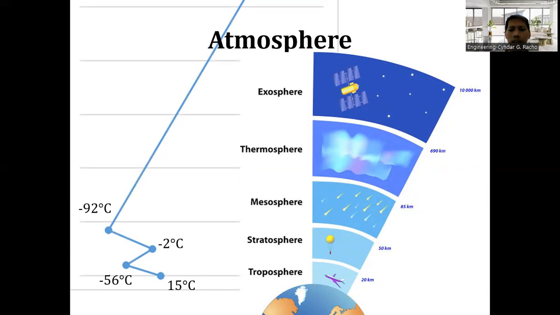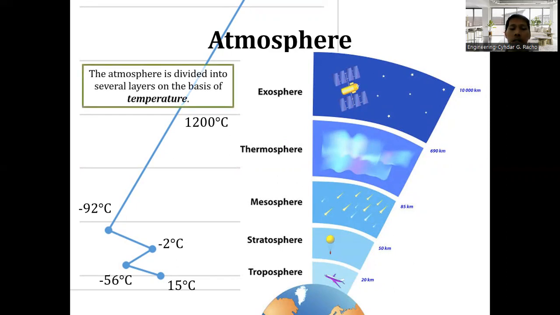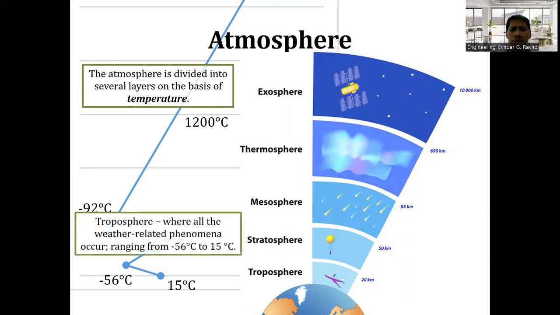As the distance increases from the Earth, the temperature changes from 15 to negative 56 to negative 2, negative 92 to 1,200 degrees Celsius. So the atmosphere is divided into several layers on the basis of temperatures. So we have troposphere, stratosphere, mesosphere, thermosphere, and exosphere. In the troposphere, this is where all the weather-related phenomena occur, ranging from negative 56 to 15 degrees Celsius. So when there is a typhoon or weather disturbance, this usually happens in the troposphere.